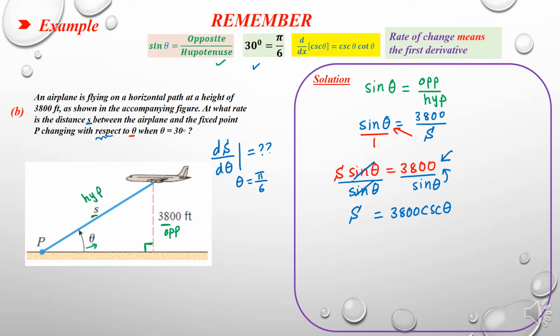So the derivative of cosecant is: ds by d theta equals 3800, and the derivative of cosecant is negative cosecant theta cotangent theta. We can write it as negative 3800 divided by, now move this down and move cotangent theta down, you will get sine theta times tan theta.